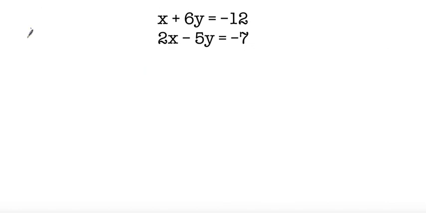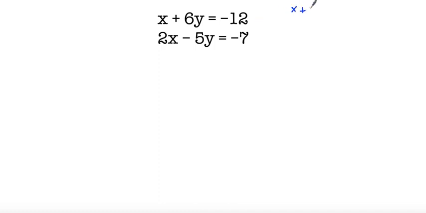All right, and here we have our final example. X plus 6y is equal to negative 12, and we have 2x minus 5y is equal to negative 7. And again, none of our equations have either x or y by themselves, so we're going to have to rearrange it. So I'll just pick the first one because it's easier.